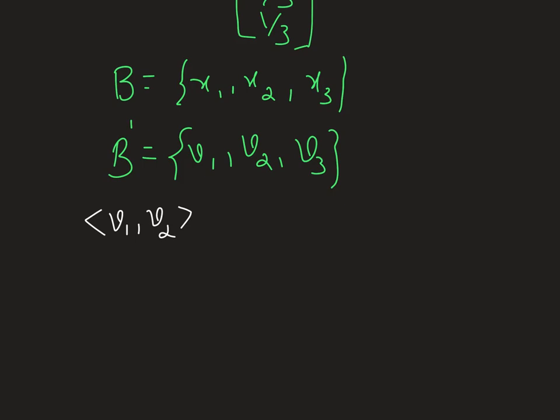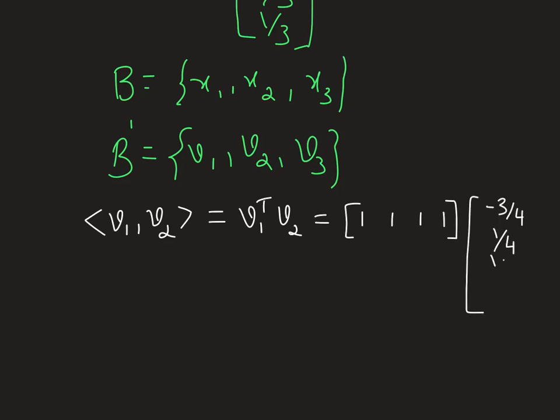So let's check the v1, v2 inner product. It is v1 transpose times v2, where v1 transpose can be written as 1 1 1 1, and v2 we got as minus 3/4, 1/4, 1/4, 1/4. So this product is 0 because minus 3/4 plus 1/4 plus 1/4 plus 1/4 gives 0.